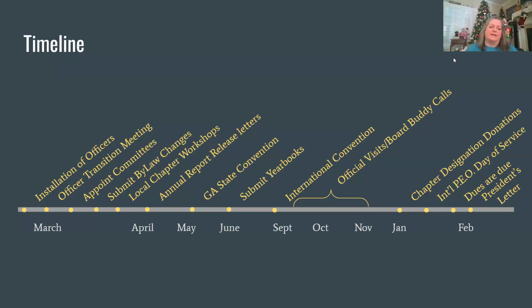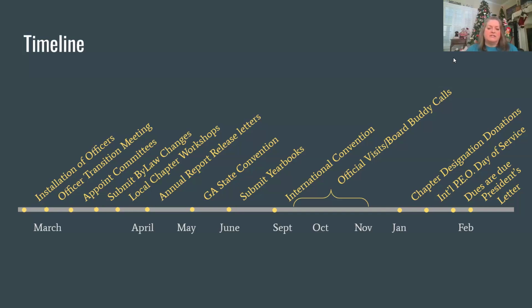Then in March, we have these local chapter workshops, and sometime in April, you will get your annual report release letters, once the state has done their annual report to international. Then you will get released that you passed and everything balanced and we're all doing well. In May, we have our state convention. That's when you need to submit the yearbook for the previous year. So whatever the ending year date is for your yearbook, that's the convention you take it to.